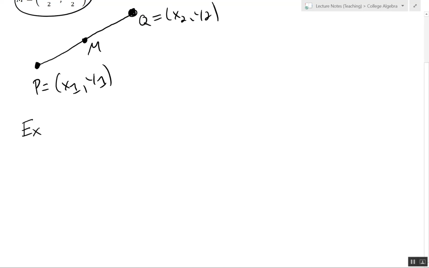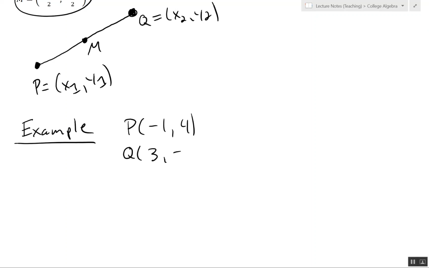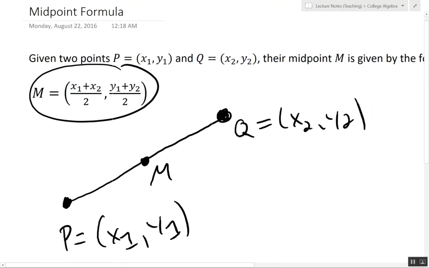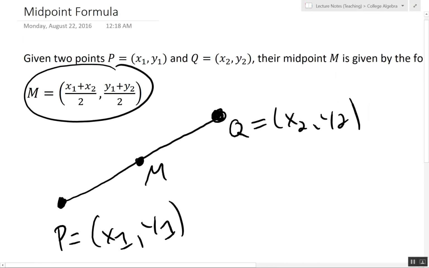So let P be negative 1, 4, and let Q be the point 3, negative 2. And so the solution here is very simple. If we look back at the formula here, notice that basically the x-coordinate is you take the x-coordinates of P and Q and average them, and the y-coordinate is just the average of the y-coordinates.